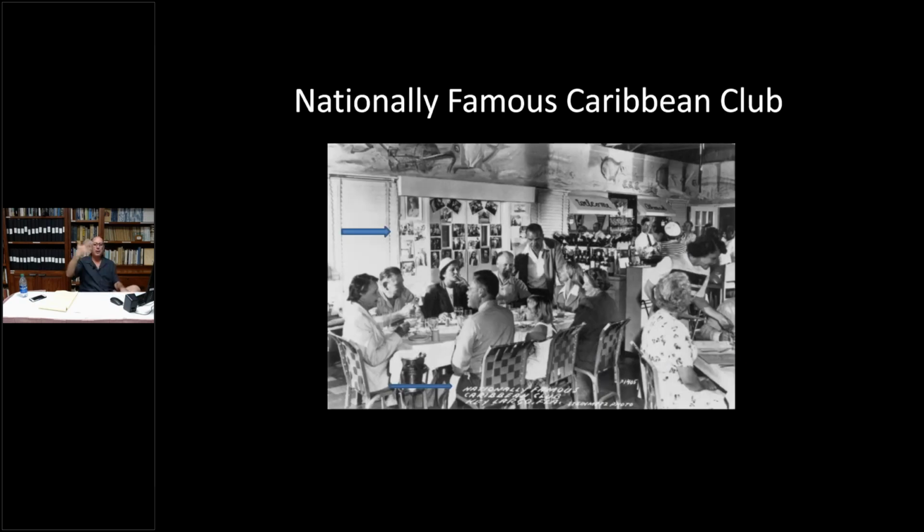But post movie, it's wildly successful, and now this is a postcard. It's advertising the nationally famous Key Largo. The upper arrow is pointing towards a lot of stills from the movie and pictures of Bogart and Lauren Bacall. And if you've not been inside the Caribbean Club, it looks nothing like that today. But it's really a cool little picture of how things used to look.